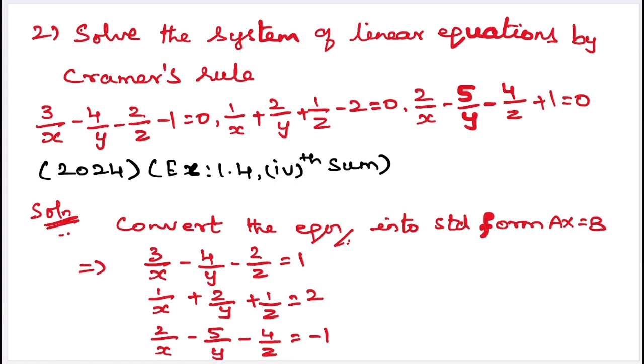Next question, solve the system of linear equations by Cramer's rule. 3 by x minus 4 by y minus 2 by z minus 1 is equal to 0. 1 by x plus 2 by y plus 1 by z minus 2 is equal to 0. 2 by x minus 5 by y minus 4 by z plus 1 is equal to 0.